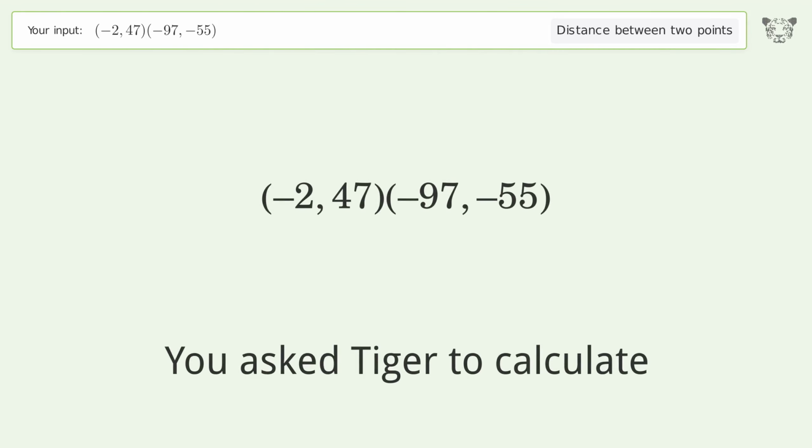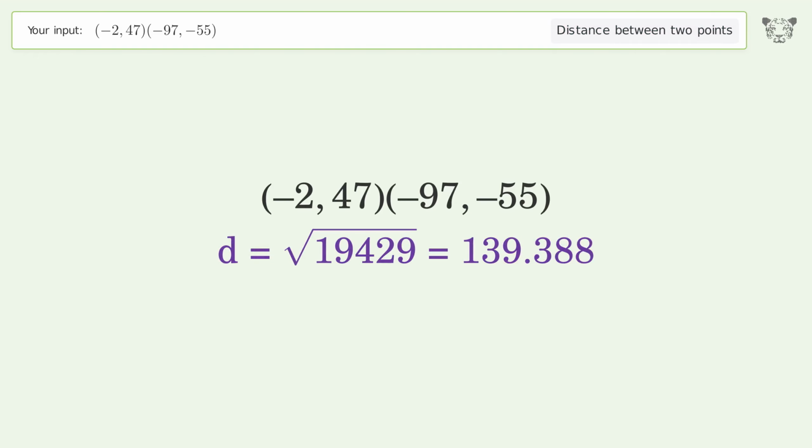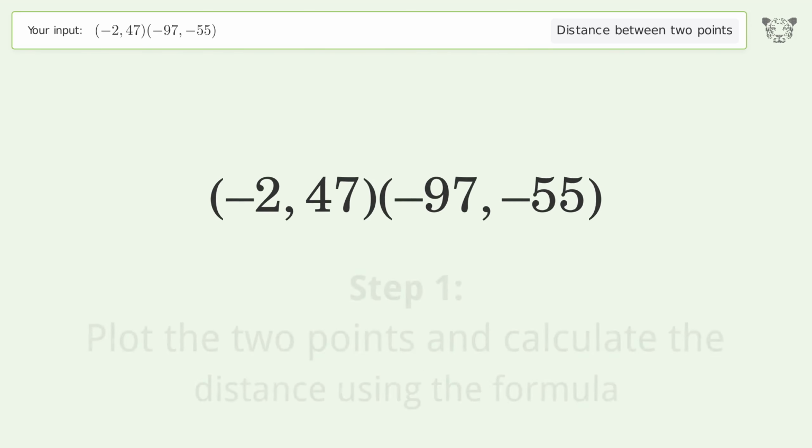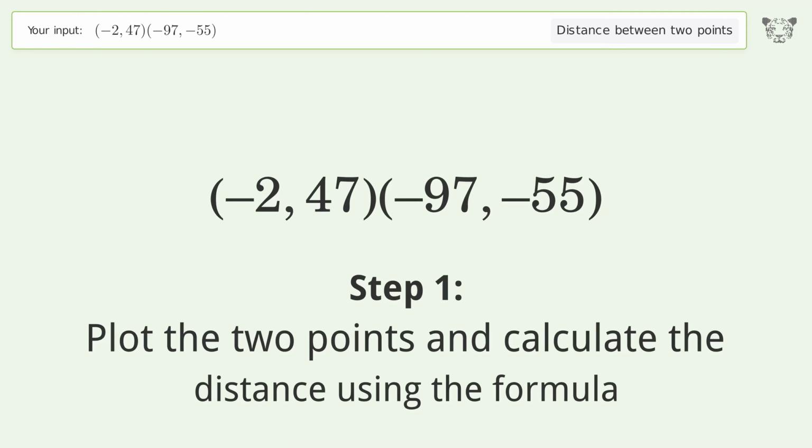You ask Tiger to calculate. This deals with the distance between 2 points. The distance between the 2 points is the square root of 19,429 or 139.388. Let's solve it step by step. Plot the 2 points and calculate the distance using the formula.